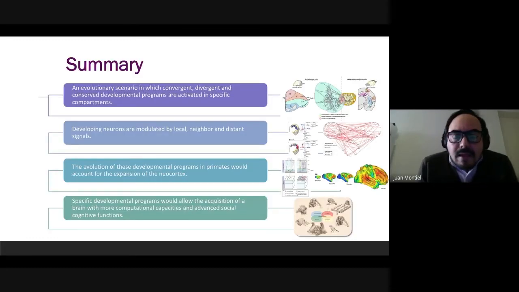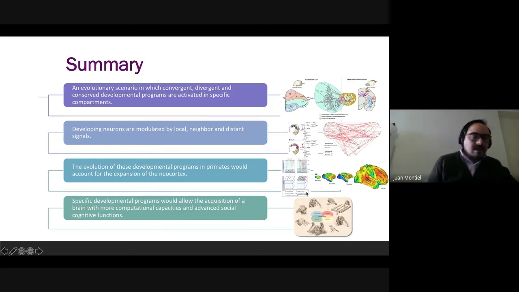So, in summary, I was discussing an evolutionary scenario in which convergent, divergent, and conserved developmental programs are activated in specific compartments. Developing neurons are modulated by local neighbor and distance signals. We observed that the evolution of this developmental program in primates would account for the expansion of the neocortex. And most important, a specific developmental program will allow for the acquisition of a brain with more computational capacities and advanced social cognitive functions.